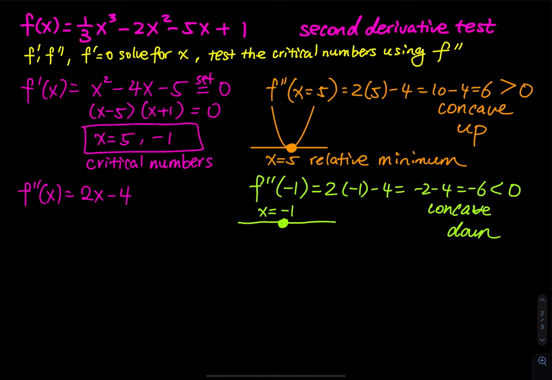That means there is a horizontal tangent line. And then concave down is based on this point. You build a concave down parabola, and then you have this. So is negative 1 a min or max? The negative 1 is a relative maximum.